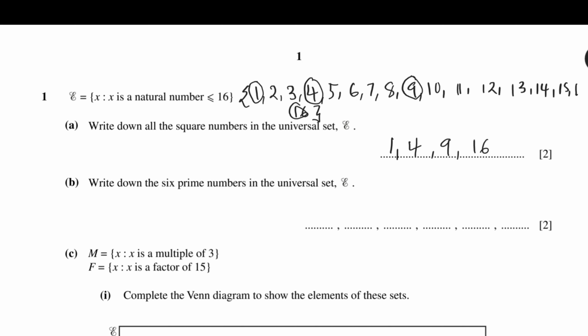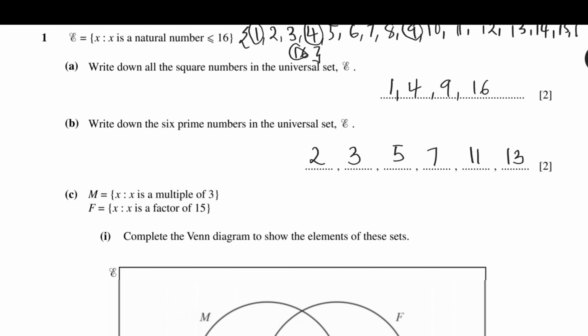Write down the prime numbers in the universal set. Remember, prime numbers are numbers that have only two factors, 1 and themselves. So the very first prime number, which happens to be the only even prime number, is 2. Up next, we have 3, 5, 7, 11, and 13. Please remember that 9 isn't a prime number. Okay, so the prime numbers in this particular universal set are 2, 3, 5, 7, 11, and 13.